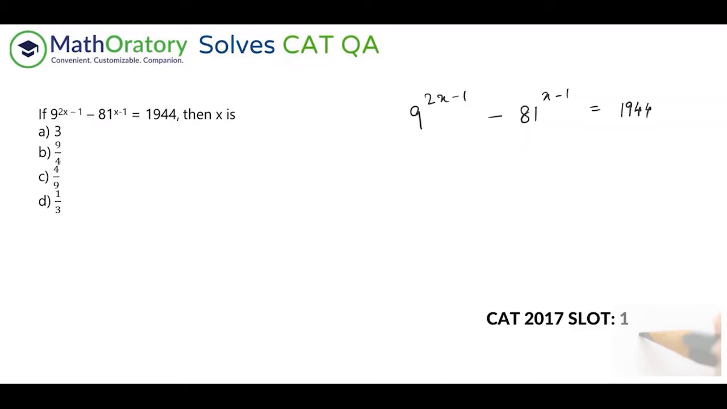Now, a few things I don't have to write to visualize, but I'll just write it in this case so that you don't have any problem understanding that. For example, 9, you should know, is a square of a number, right? Similarly, you should know that 81 is the fourth power of a number.